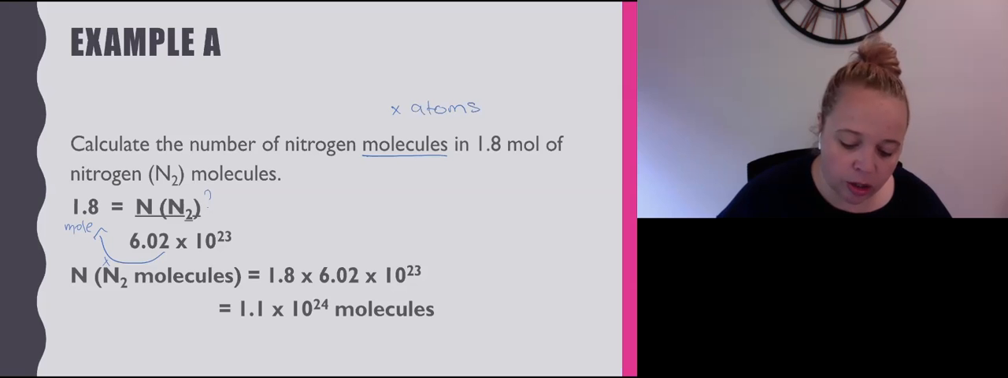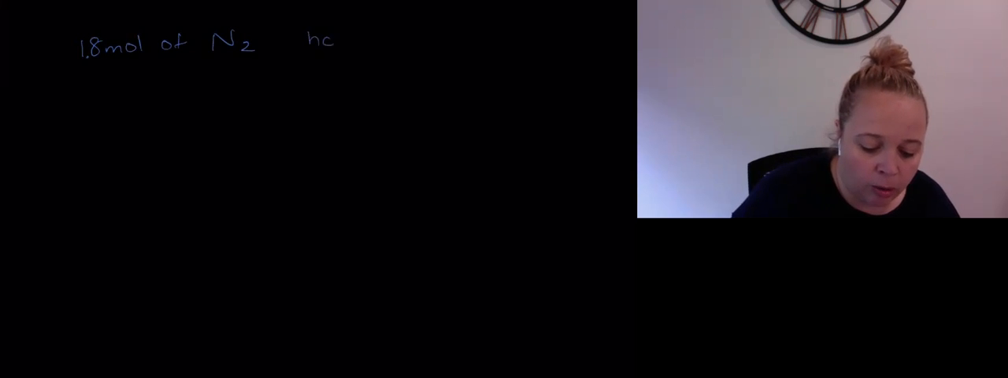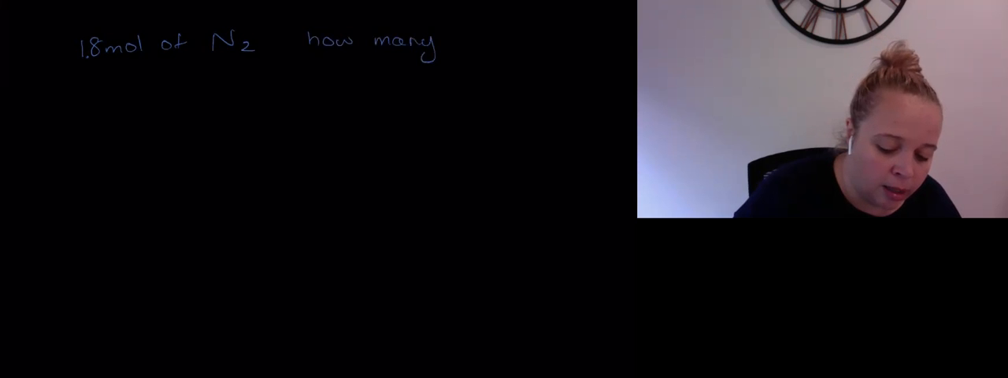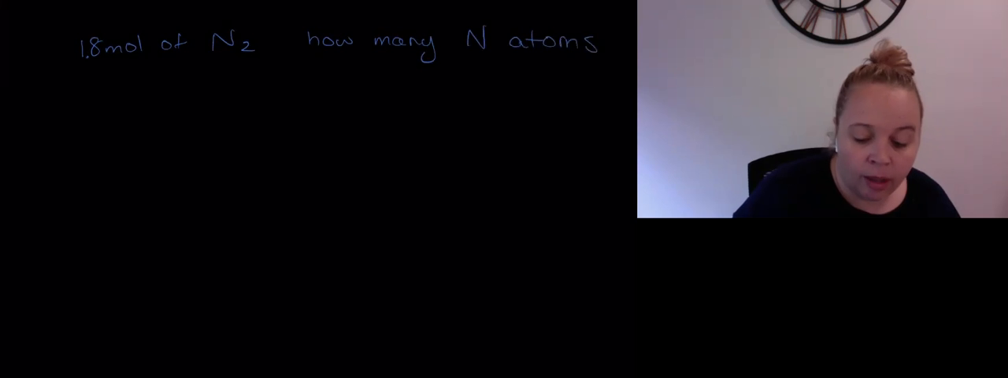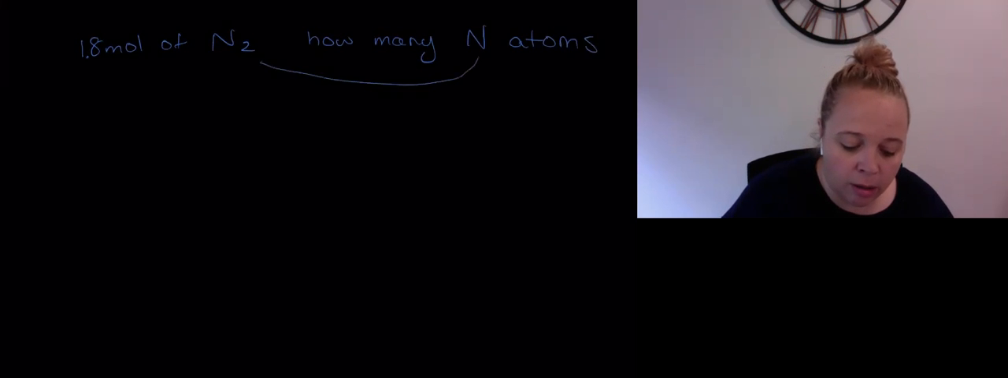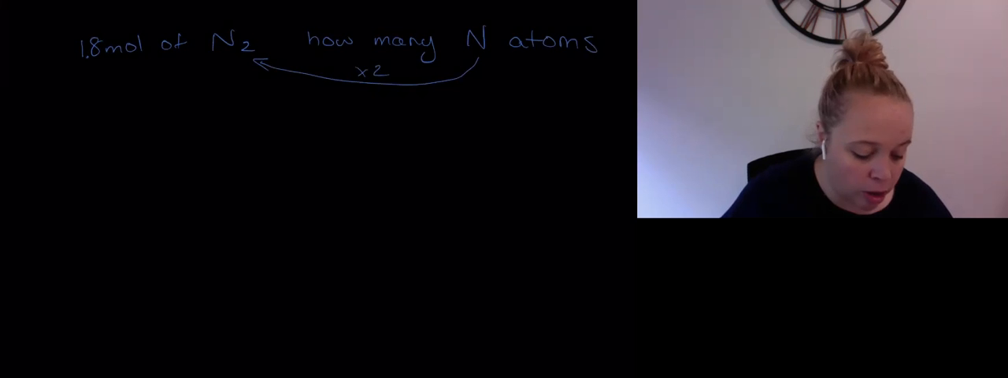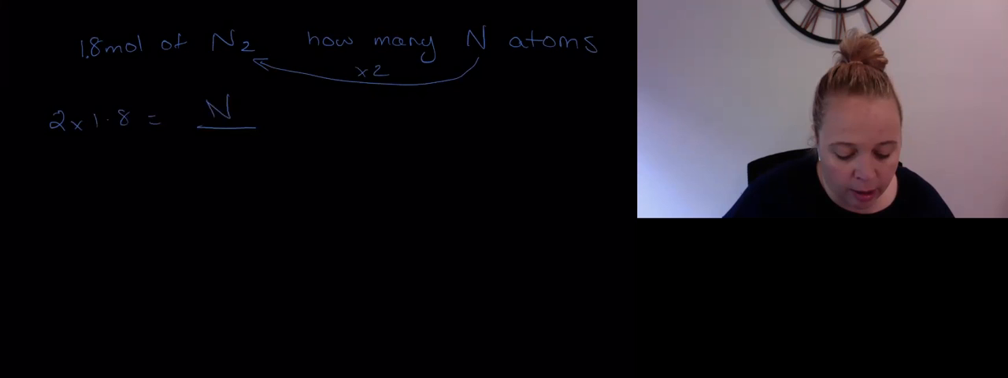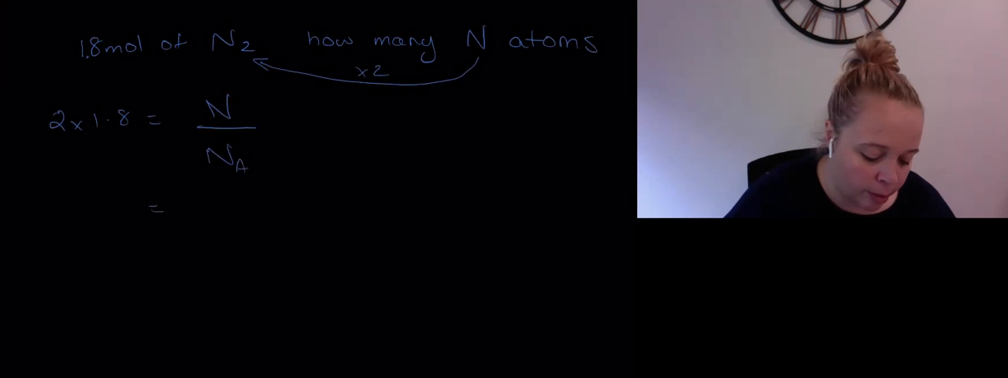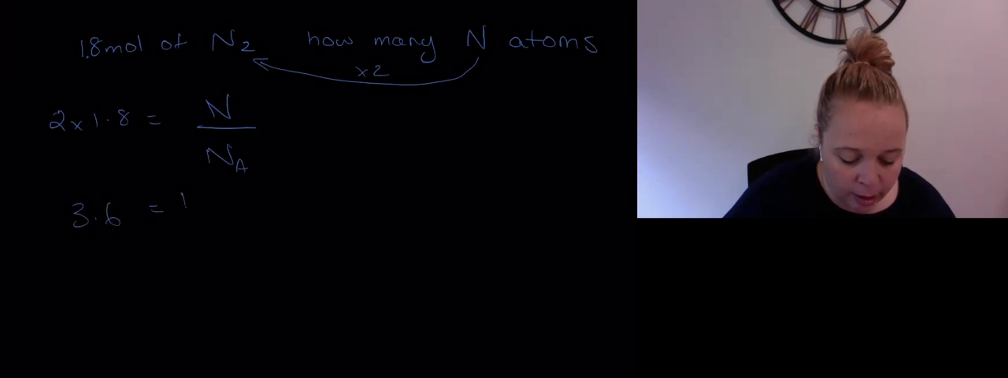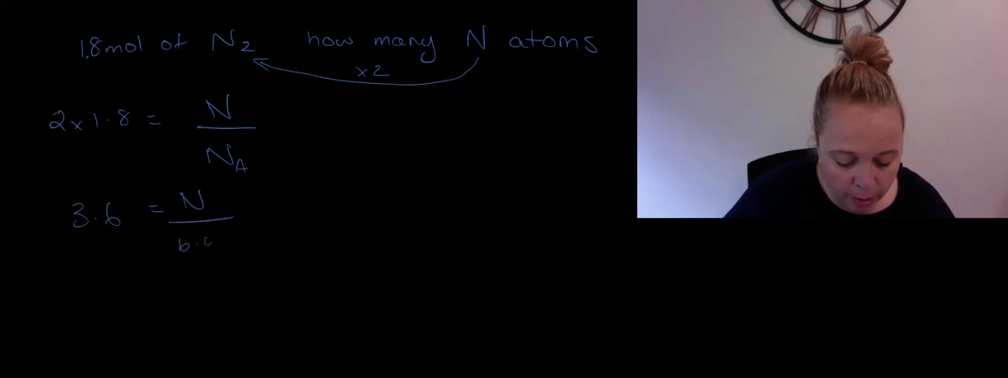Now, if I was to change this and say I've got 1.8 mole of N2, how many nitrogen atoms? That's going to be different because now we have 2 in every one. So the total number of mole of nitrogen atoms is going to be 2 times 1.8 equals capital N over Na. So we're going to end up with 3.6 equals N over 6.02 times 10 to the 23.